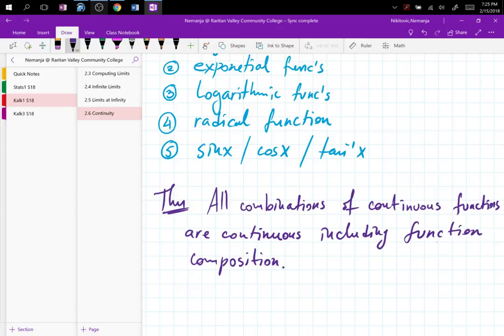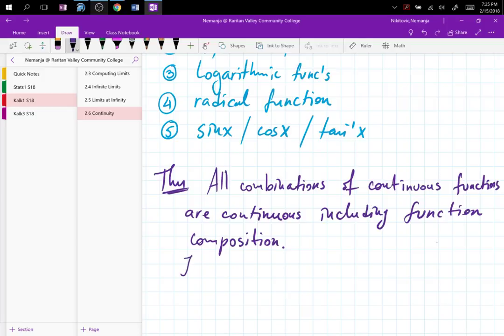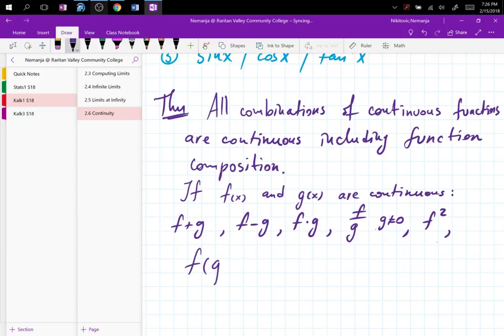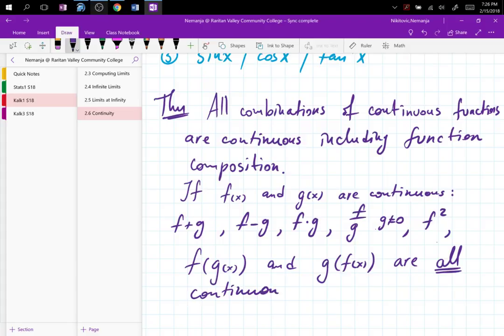Now this means that if you have two continuous functions f and g, I'm just going to state it as a theorem: if f of x and g of x are continuous, then f plus g, f minus g, f times g, f divided by g, provided that g is not 0, f squared, and finally f of g of x and g of f of x are all continuous. So this is what we have as a second theorem.